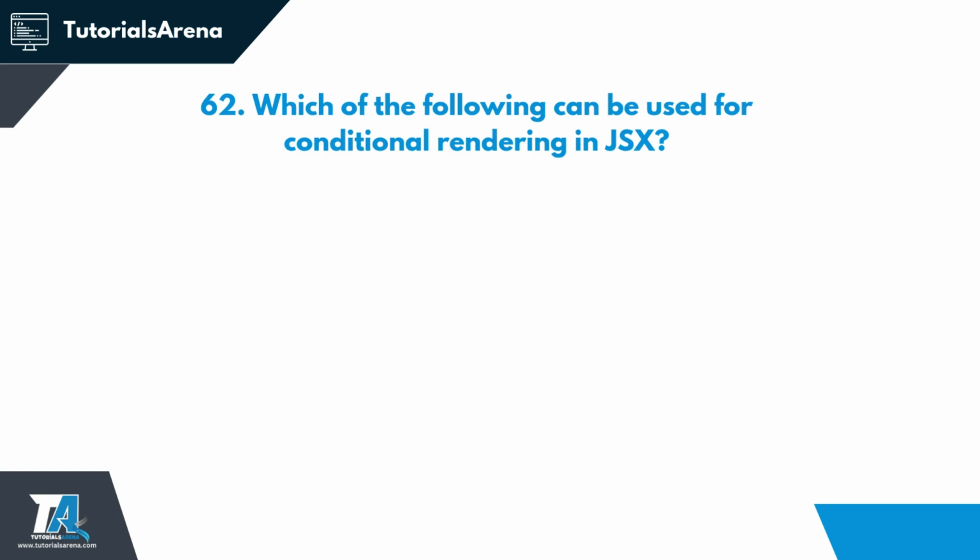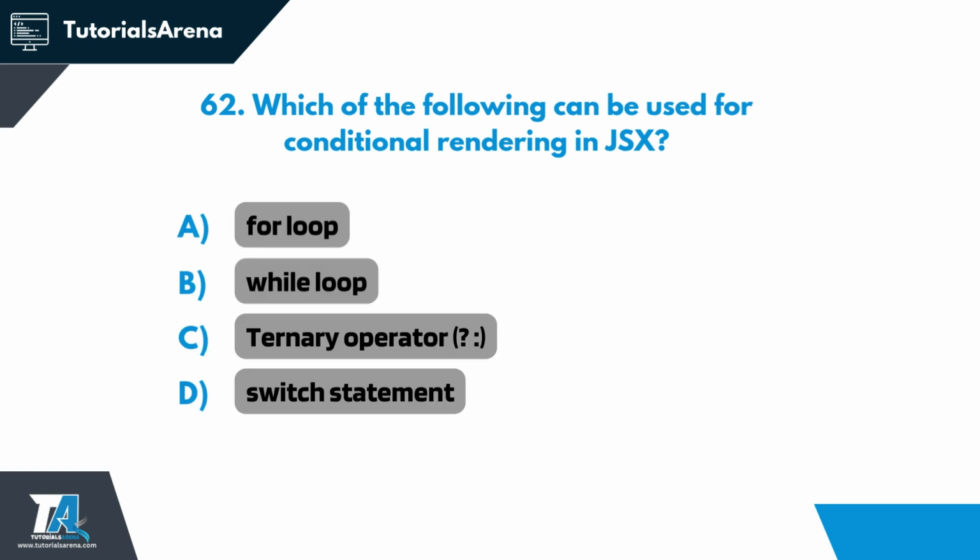Question 62. Which of the following can be used for conditional rendering in JSX? The options are Option A, for loop. Option B, while loop. Option C, ternary operator. Option D, switch statement. The correct answer is Option C, ternary operator. Moving on to the next question.